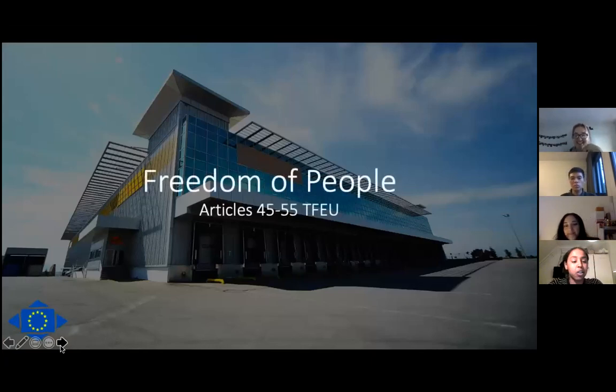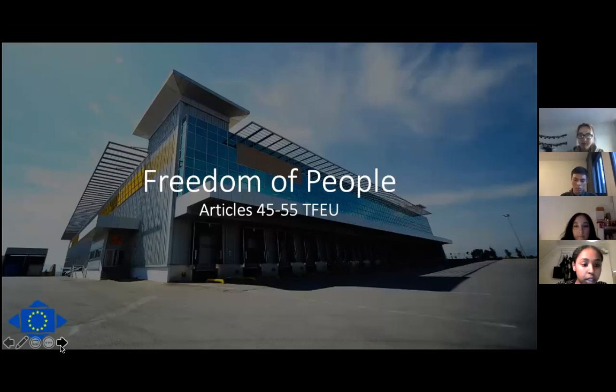Yes, thank you. So I will now discuss the freedom of people. Articles 45 till 55 TFEU deal with the free movement of economically active persons. Economically active persons include workers and the self-employed. The free movement of persons consists of two parts: the free movement of workers, which is discussed in Articles 45 till 48 TFEU, and the right of establishment of nationals of a member state in the territory of another member state, such as students, former workers, job seekers, and family members. And these are discussed in Articles 49 till 55.